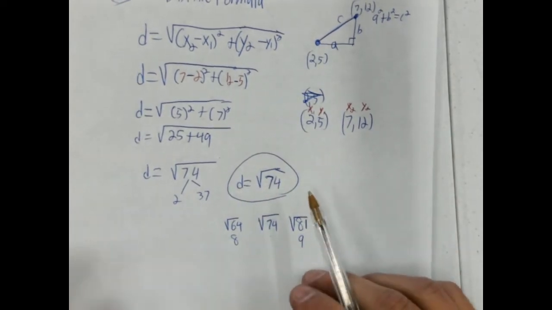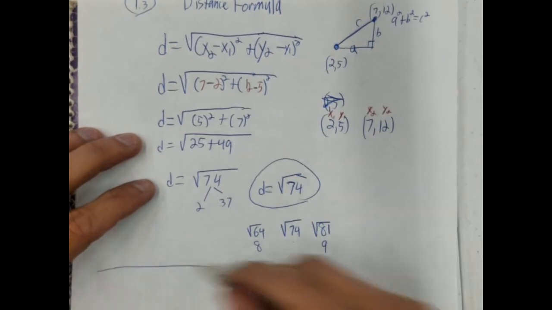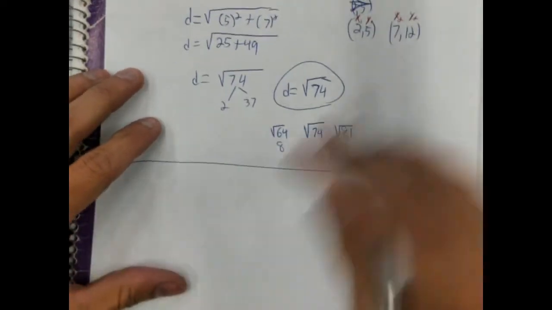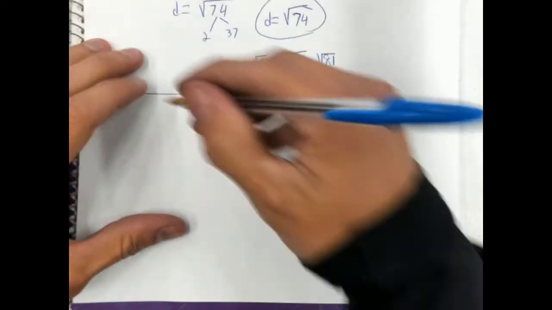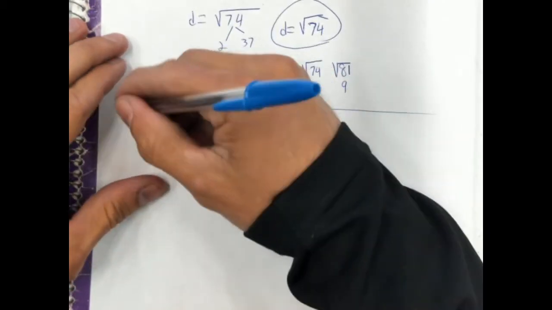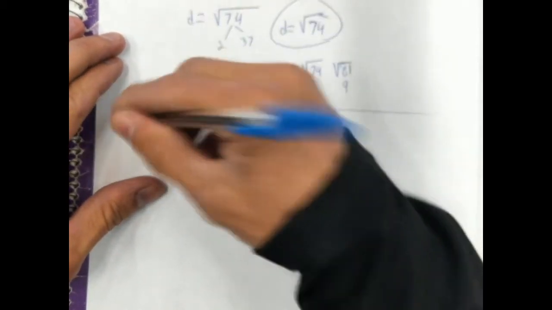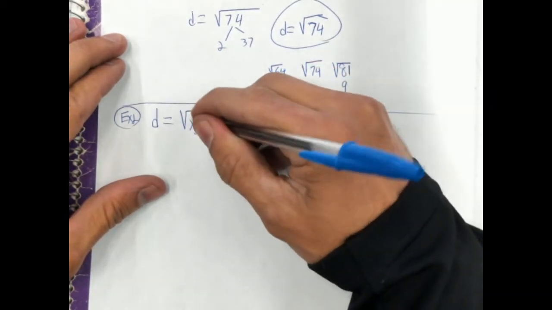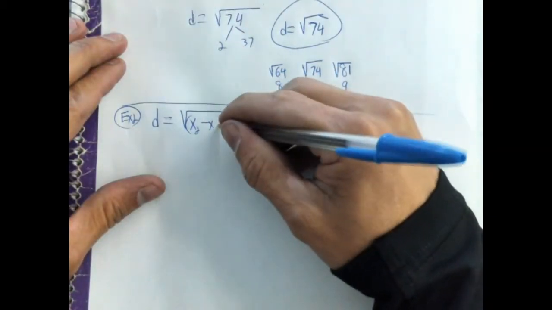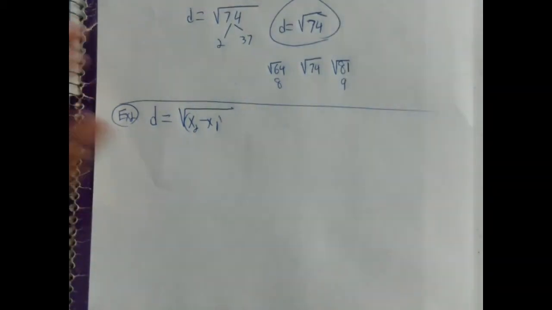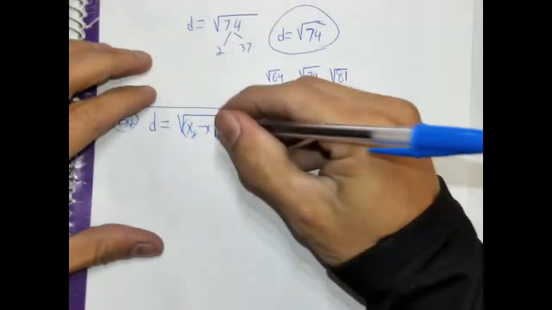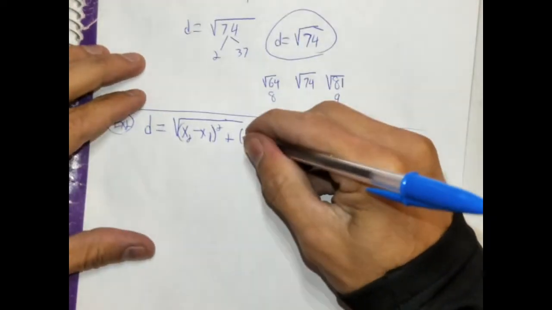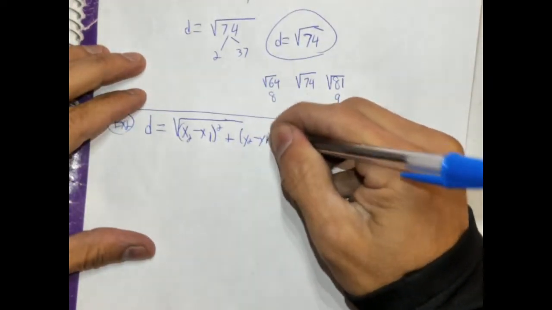I'll go ahead and do one more, just in case people need another example. So we're going to go ahead and rewrite that distance formula here. So we're going to say d equals, this will be example 2. So d equals the square root of x sub 2 minus x sub 1, squared, and then plus y sub 2 minus y sub 1, squared.